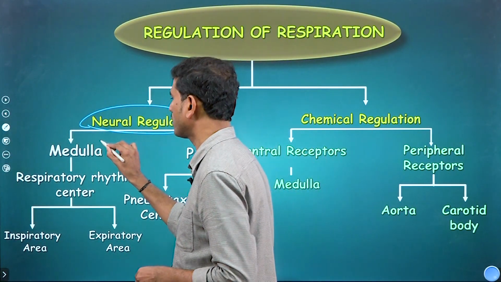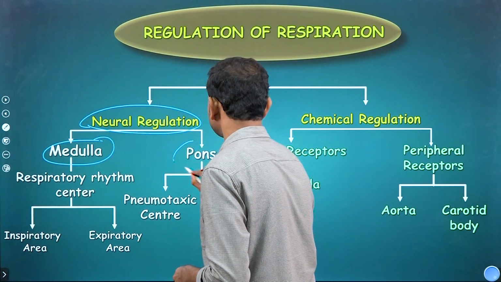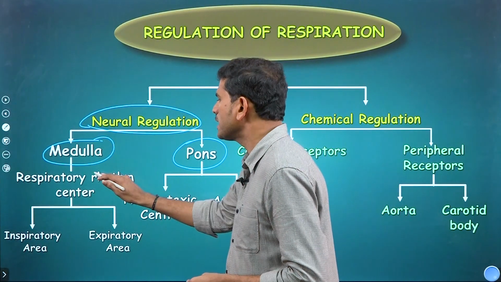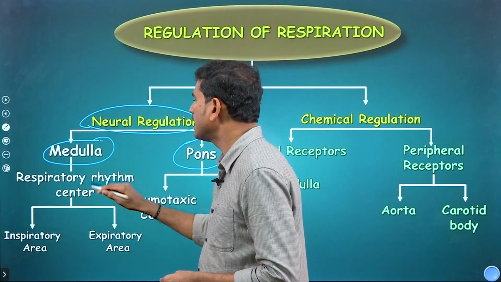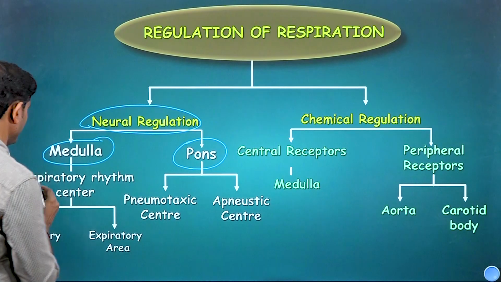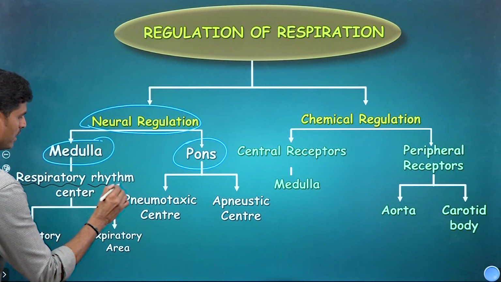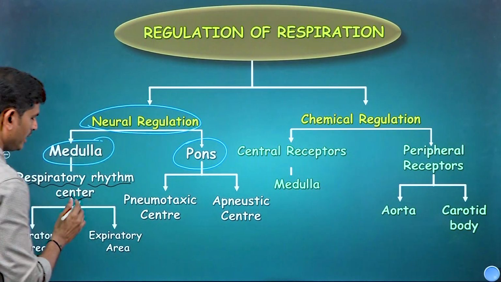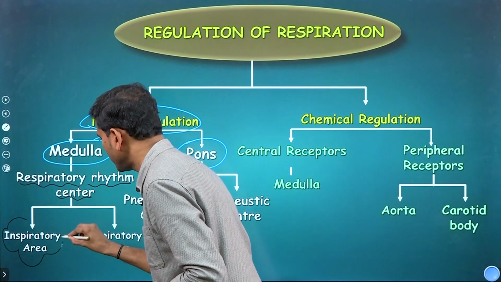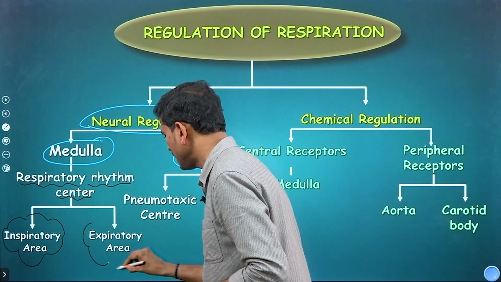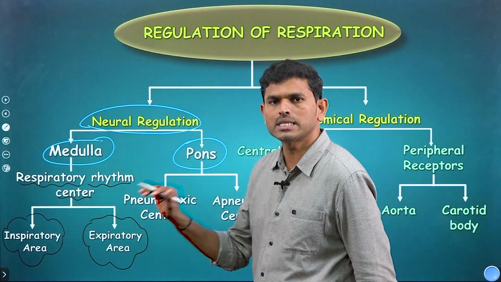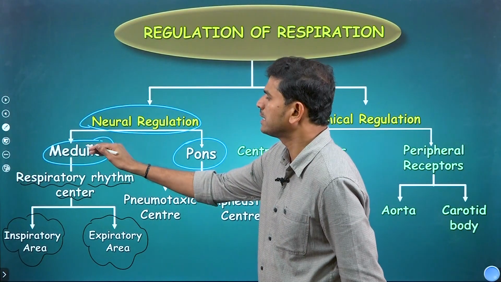One is the main part, the medulla, and another one is pons varoli, or pons, as we know. So medulla में respiratory rhythmicity center or respiratory rhythm center बोलते. So इसमें two parts will be there again. This center contains two parts. One is the inspiratory area and another one is the expiratory area. These two combinedly form the respiratory rhythmicity center, and this is present in the medulla.